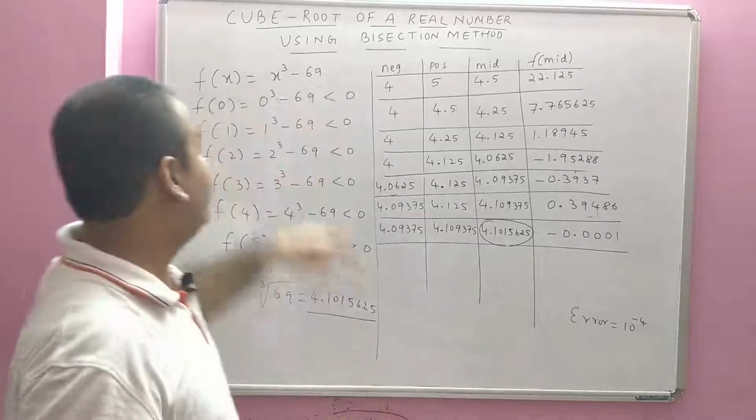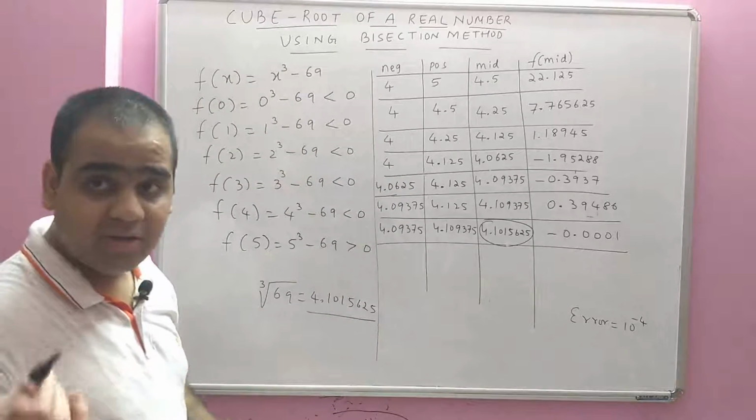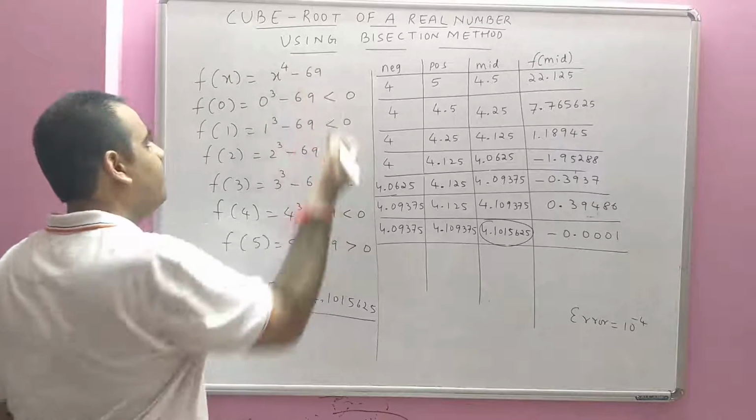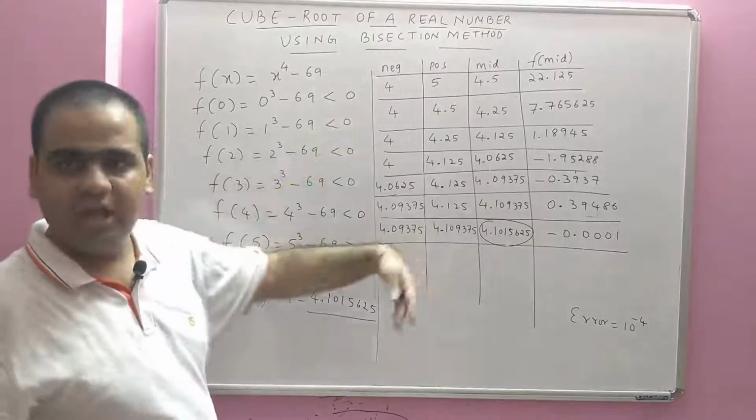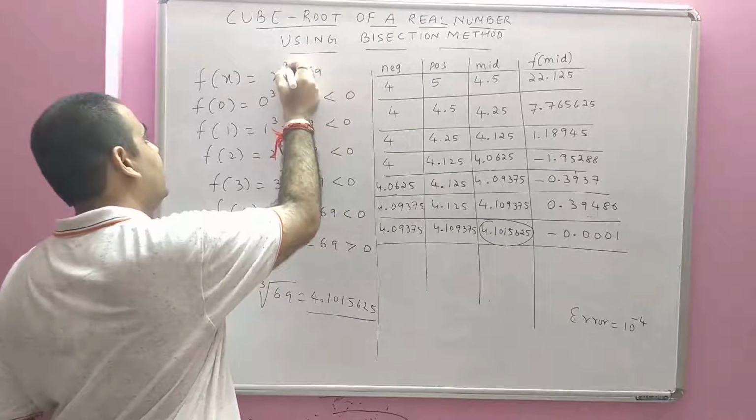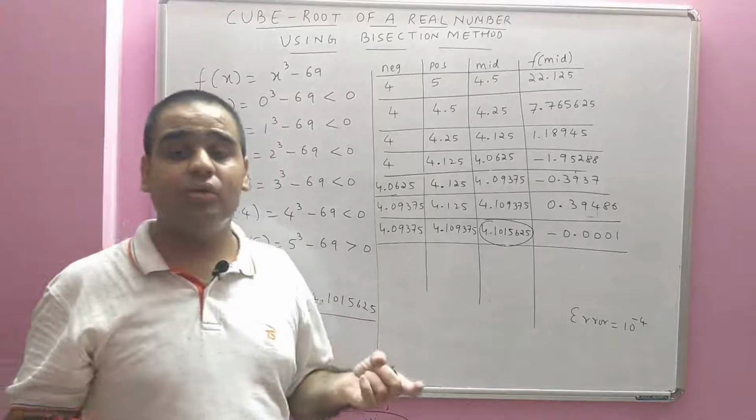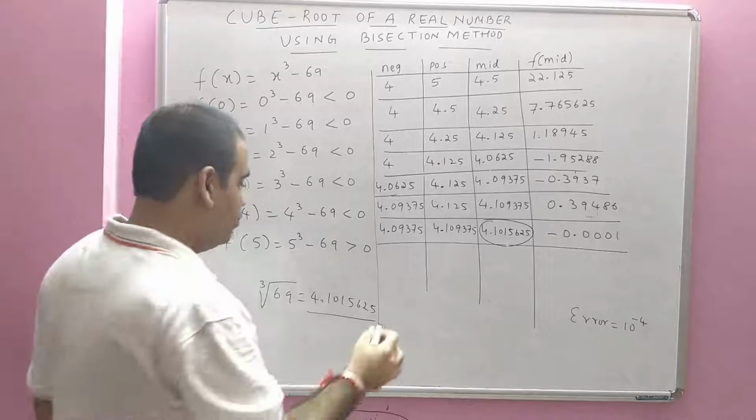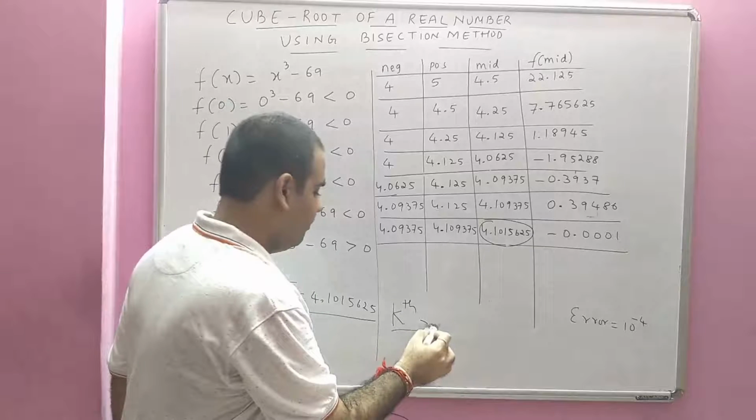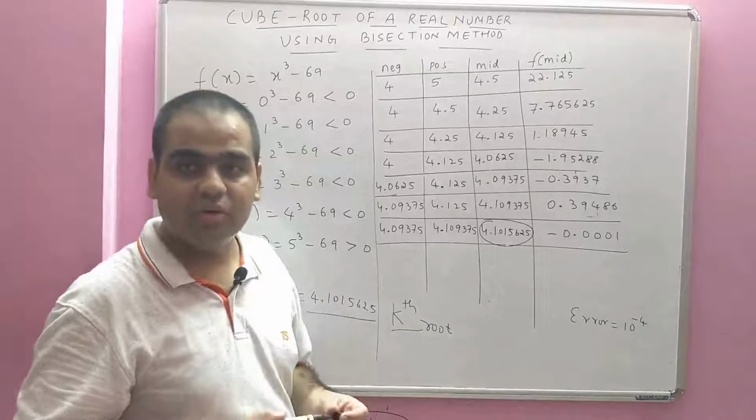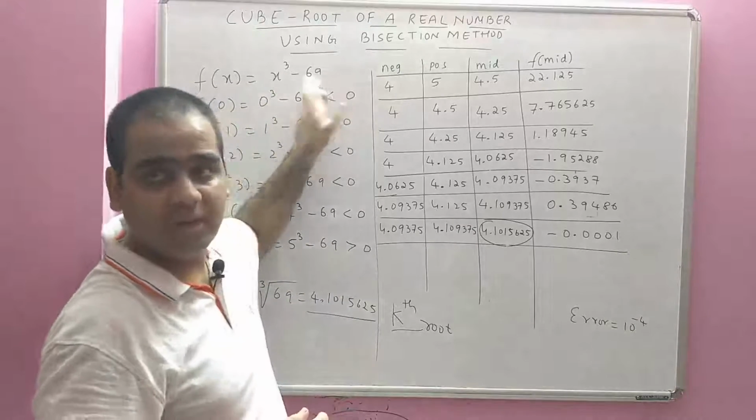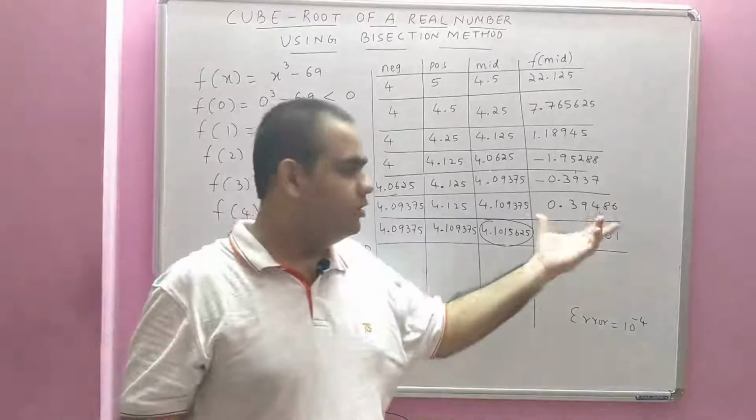Now, it is being said it is the cube root of a number. Can you find the fourth root of a number? Yes, you just have to say x to the power 4 minus 69, and the same procedure will be followed. Therefore, this bisection method is used to find any root of the equation. Hence, you can find kth root of a number using the bisection method. You just have to say x to the power k minus n. Is that okay? And we solve using this method.